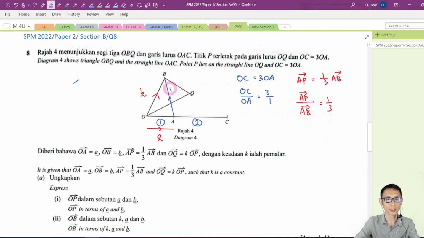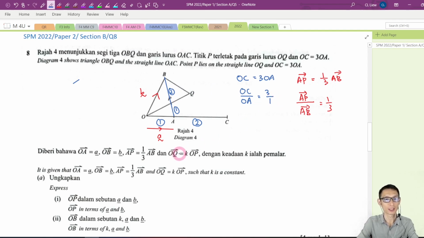This is 1, and AB, 3 parts. This means that AP should be here, 1 part, and AB 3 parts. Here already taken 1 part. Here will be 2 parts.